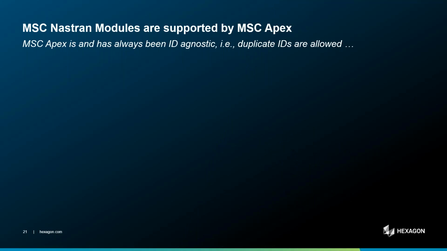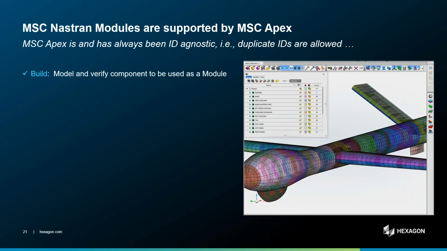So the solution is MSC Apex. MSC Apex is and has always been ID agnostic. That is, duplicate IDs are allowed. So what does this mean for you, stepping into and working in a modular workflow? Well, it means I can build the model in MSC Apex. I can verify my component that's going to be used as a module. As I build it, I don't have to worry about IDs, right? I can use any ID space I find to be convenient.